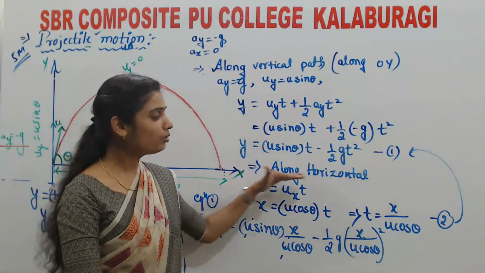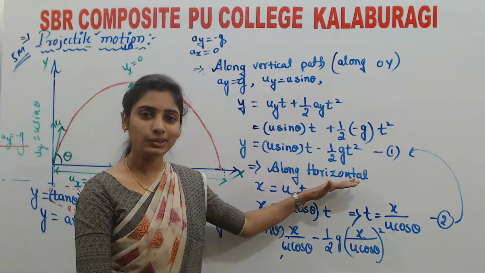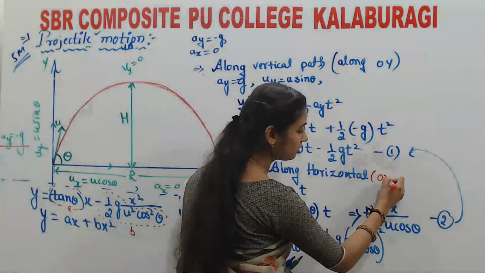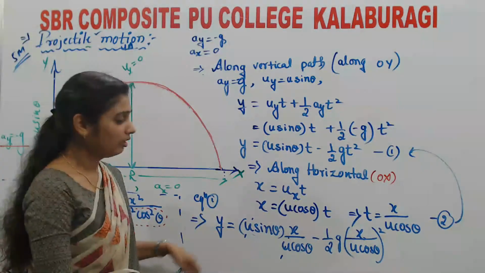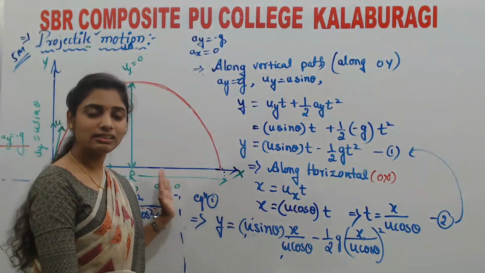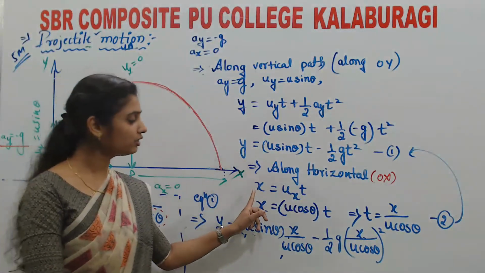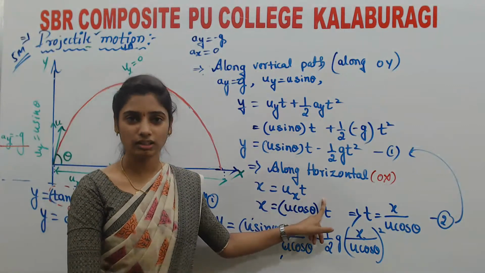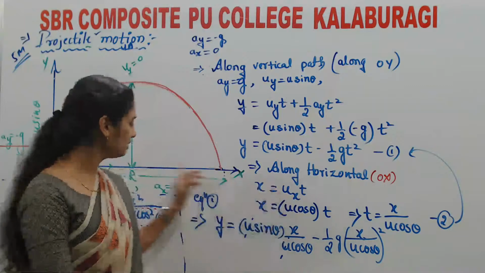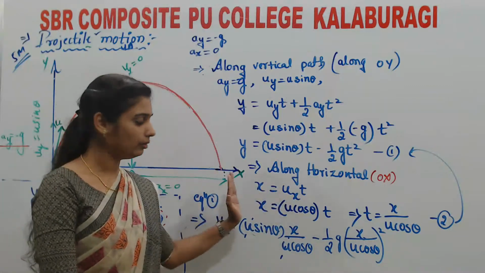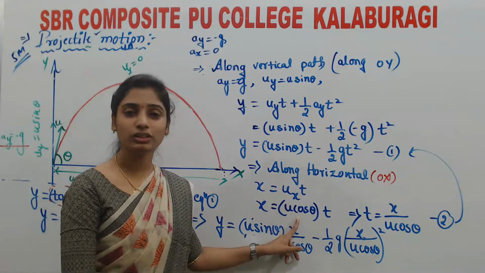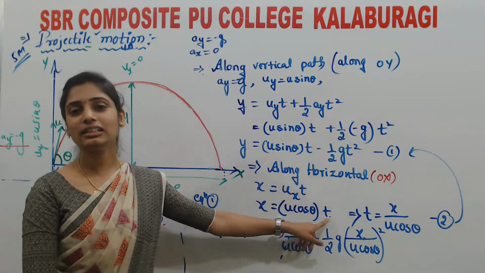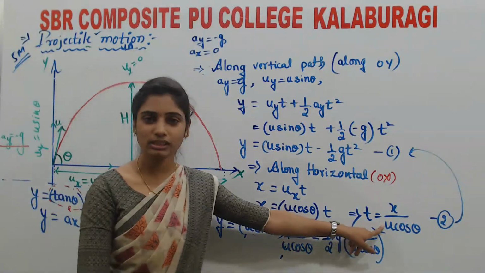Okay, now along horizontal, so motion along the horizontal direction, along OX. Now, the equation of motion, as there is no acceleration along the horizontal direction, you can write x is equal to ux t. Now ux is nothing but the velocity along x direction, that is the horizontal component of velocity, u cos theta into t. So what is the value of t? t is equal to x divided by u cos theta.